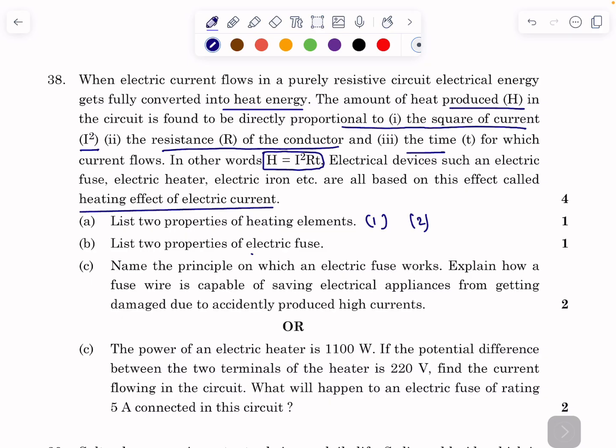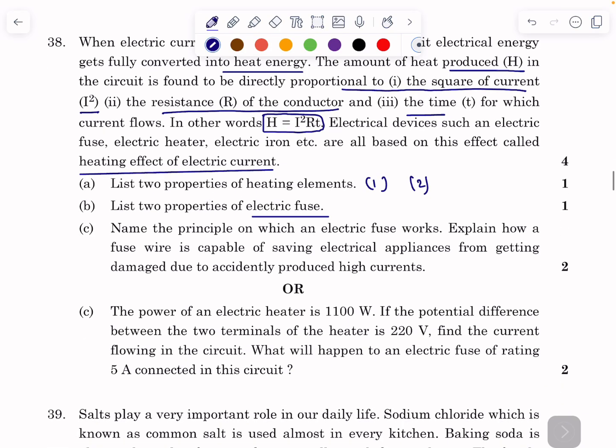The electric fuse works based on the heating effect of electric current. When high current flows through the electric fuse in a circuit, accidentally, the fuse wire melts and it breaks the circuit. Okay, so name the principle on which the electric fuse works.